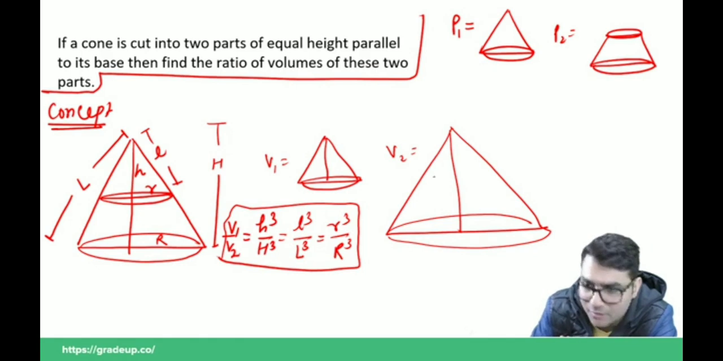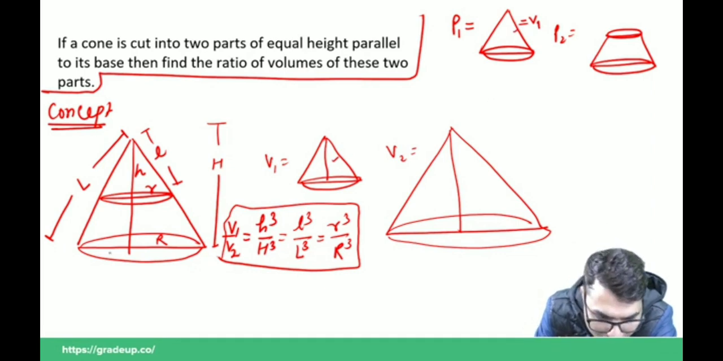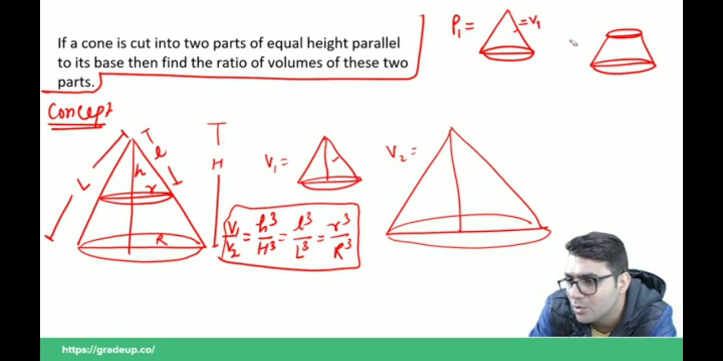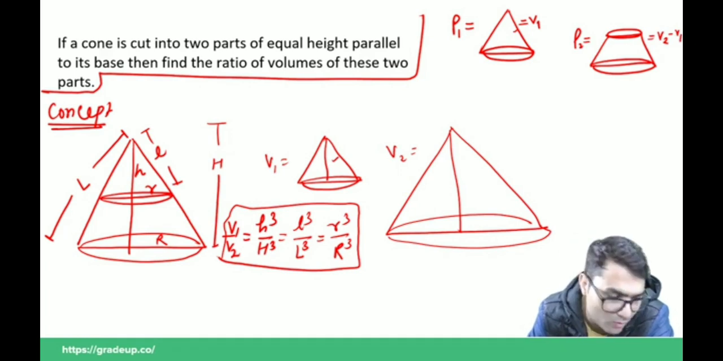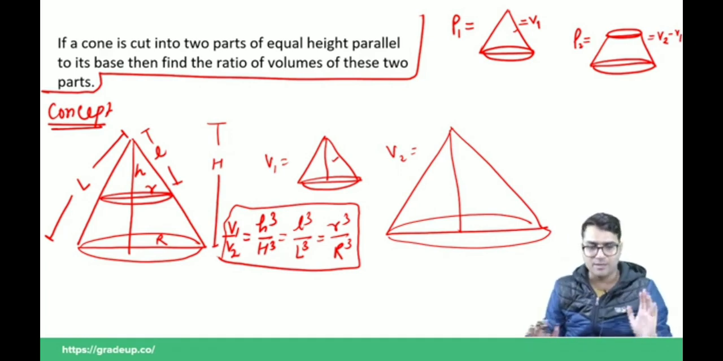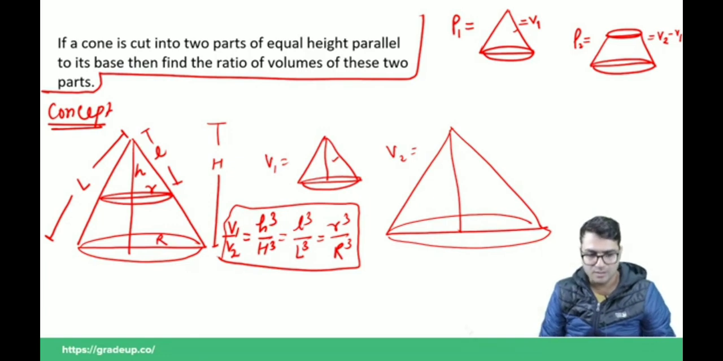And listen carefully, P1 is definitely equal to V1, these two are the same. And what about P2? How can you find this frustum? Obviously, P2 is equal to V2 minus V1. Now this is the basic concept. Is it clear to all of you? Yes or no? Okay, thank you.